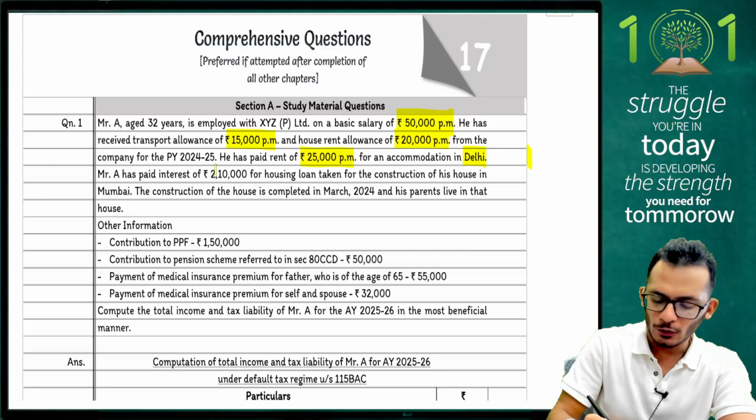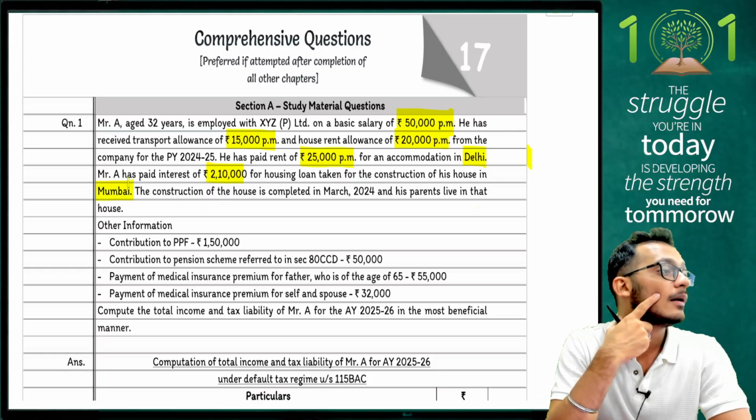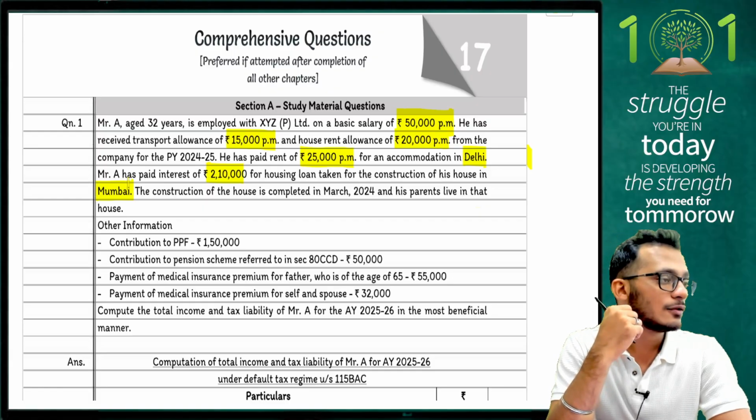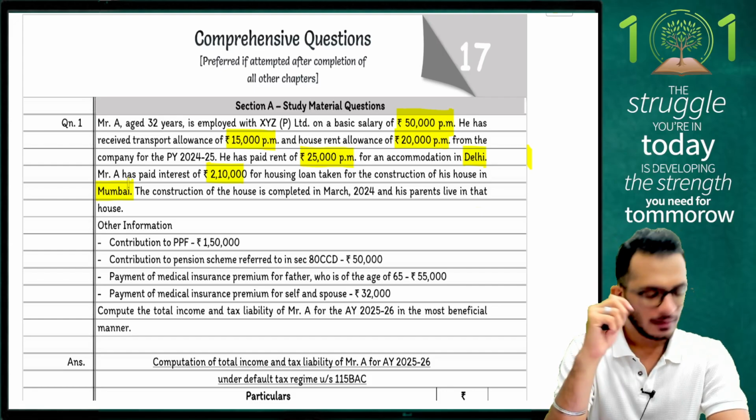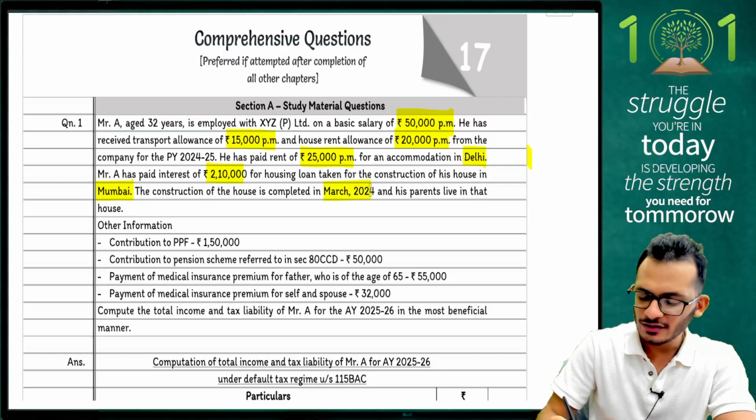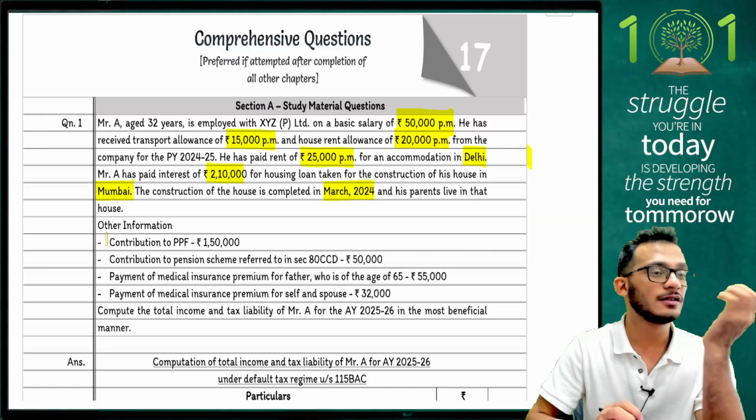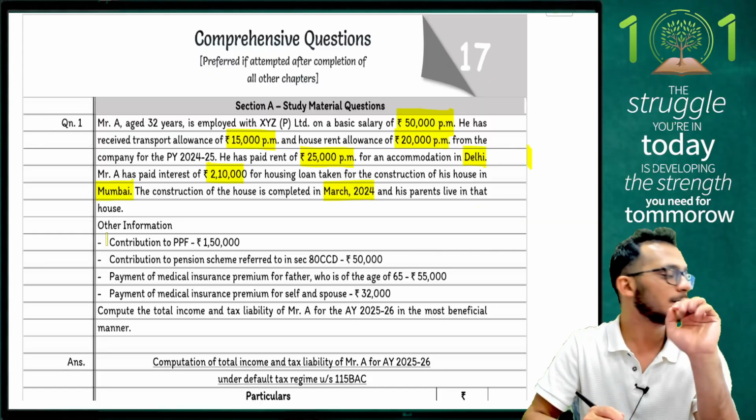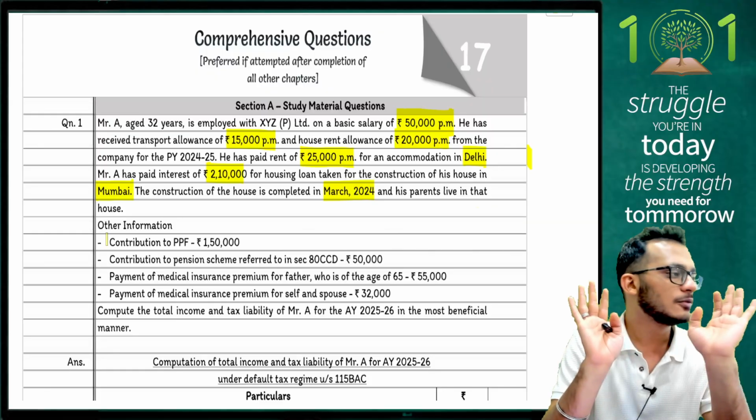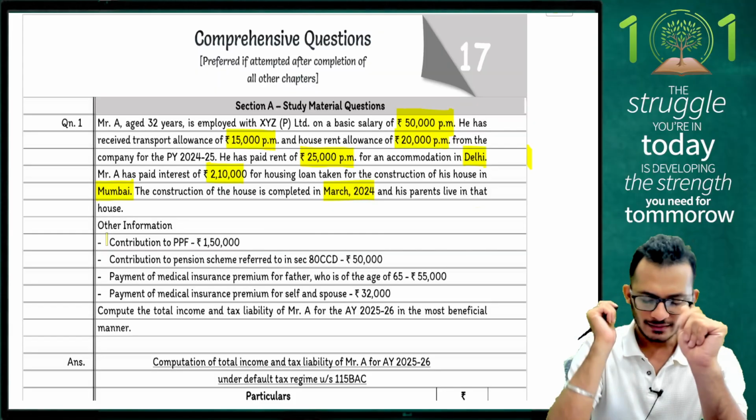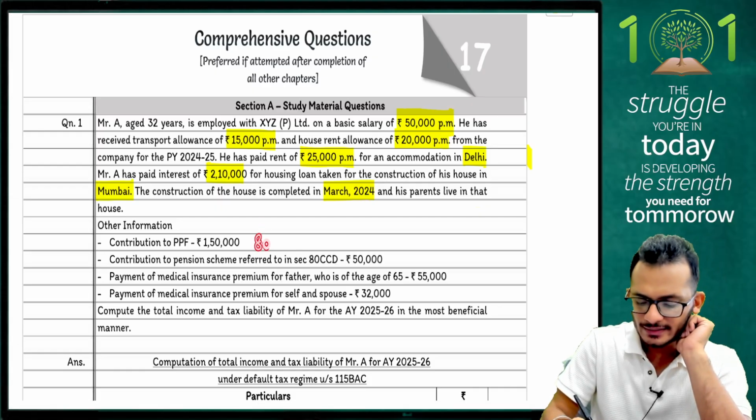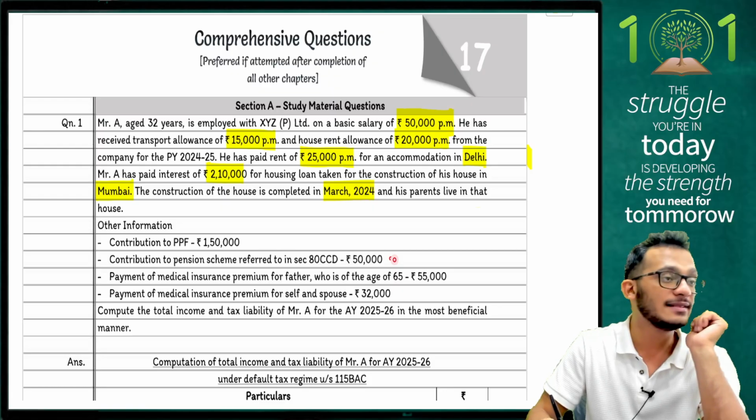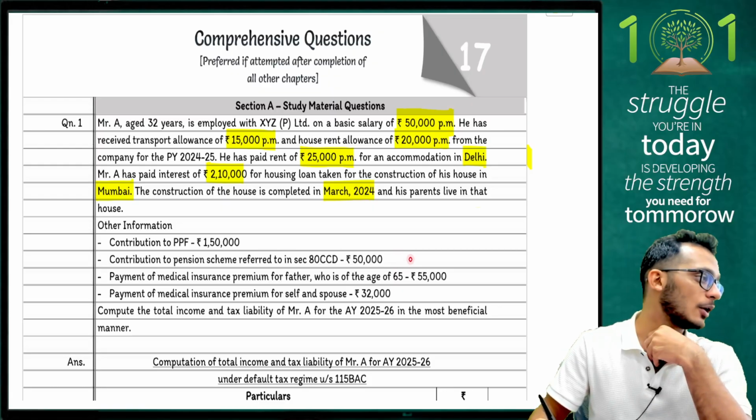Mr. A has paid an interest of 2,10,000 for a housing loan which is taken for construction of a house in Mumbai. The guy also has a house property, but this is an SOP property, which means interest on loan is allowed as a reduction, maximum limit 2 lakh rupees. Construction of the house was completed in March 2024. Parents are living in that house. People, March 24 is your previous year, which means the current year house is ready, no problems on the house, everything eligible for deduction. Yes, the other information is given to you. I have received contribution to PPF, section 80C. Very good. Contribution to pension scheme in 80CCD. This is self and employer.